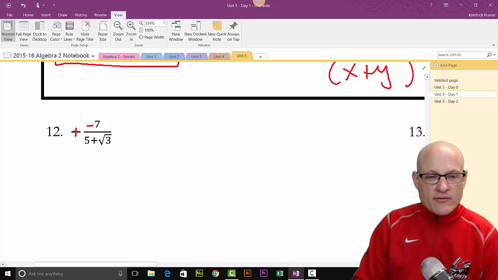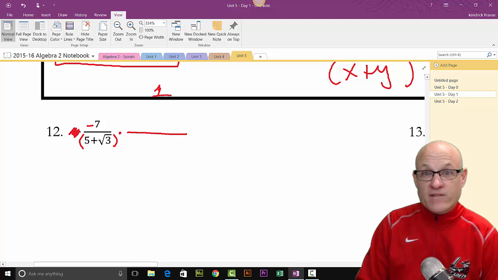Again, I don't like that negative in the denominator, so I'm just going to move it up to the top. So here's my binomial that's a problem. And we already said we can multiply by 1 any way I want. I can have a flaming pie.